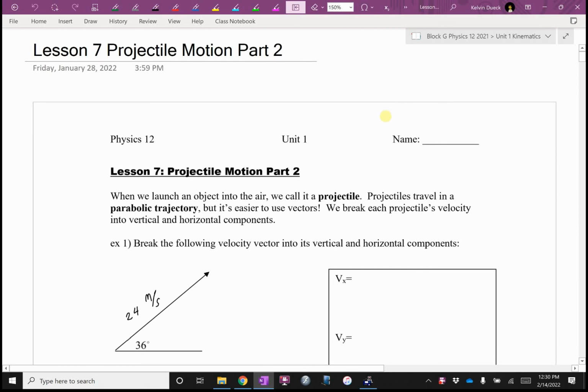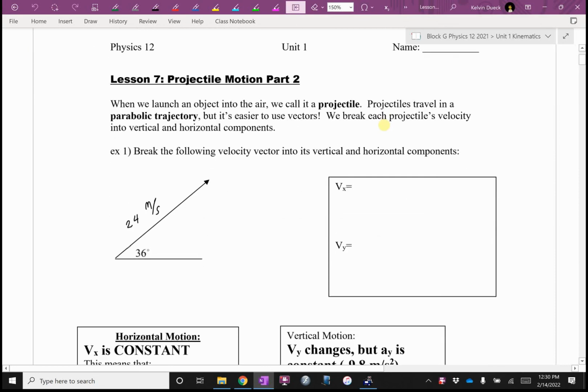So when we launch an object into the air, we call it a projectile. Projectiles travel in parabolas. They travel in a parabolic trajectory. You could analyze them with some of the stuff you learned in pre-calc 11. You could actually find the vertex. That would be the top. You could. It's much easier to use components, Danica. It really is. We're going to use vectors and components.